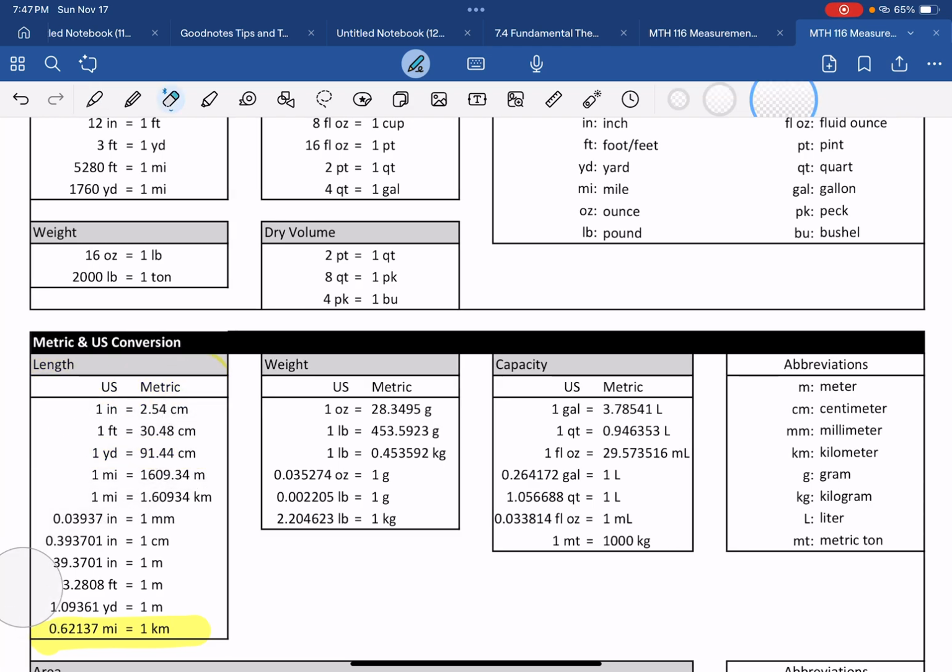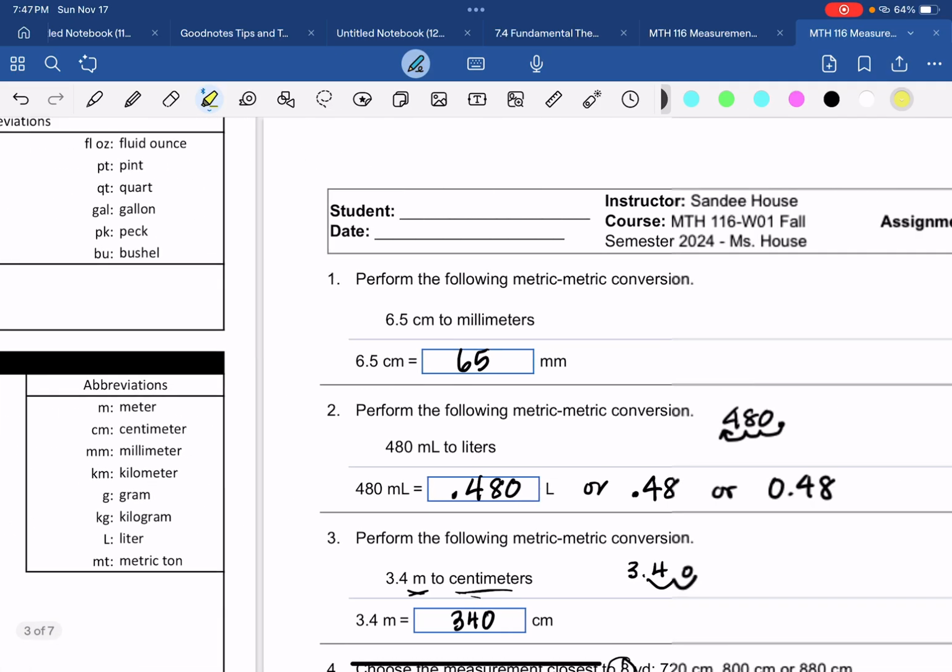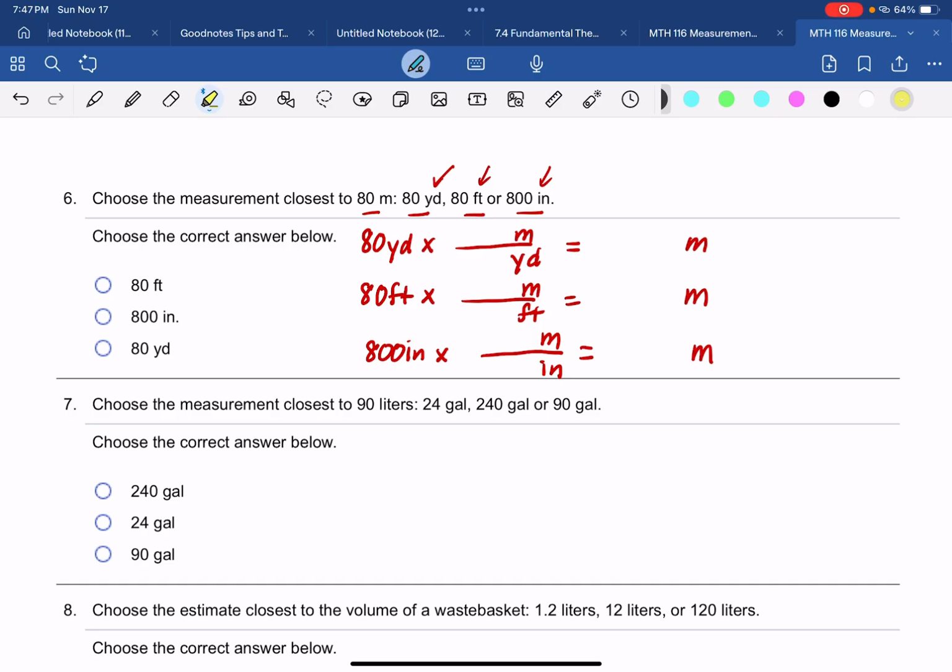So I go over here to my measurements, and I see yards to meters. Let's see, yards to meters right here. That 1 meter is 1.09361 yards. So I go over here, and I put 1 meter is 1.09361 yards. So I'm going to be dividing 80 divided by 1.09361, which is 73.15 meters. Let's see about 80 feet. Now 73 meters is pretty close to 80 meters, but let's see what these others come out to be.